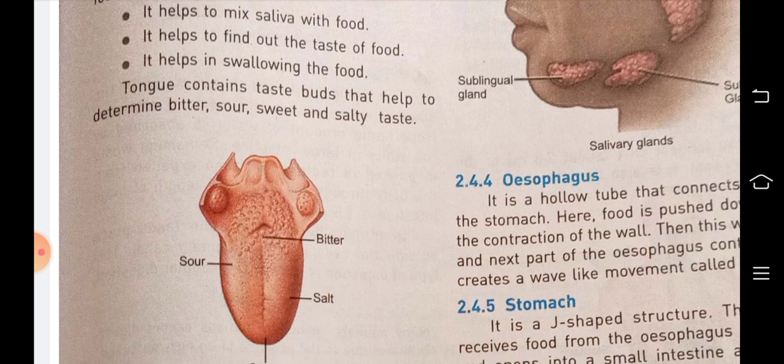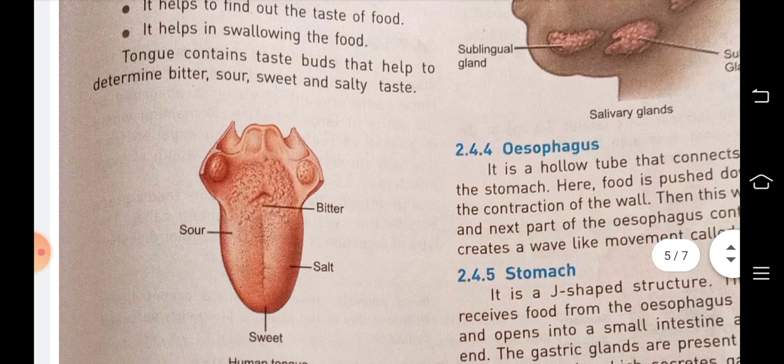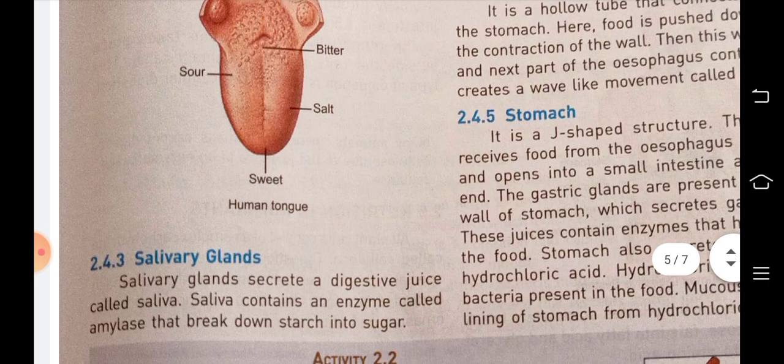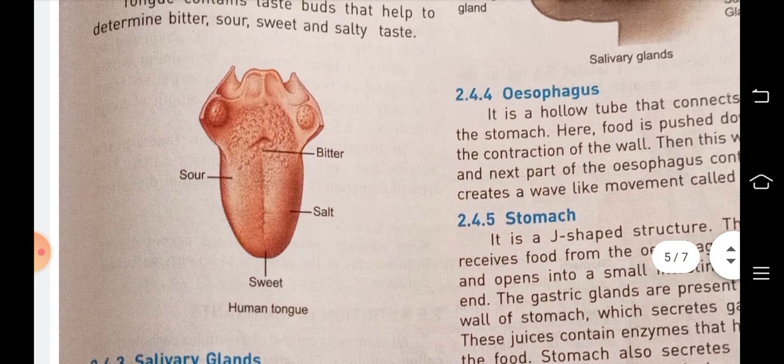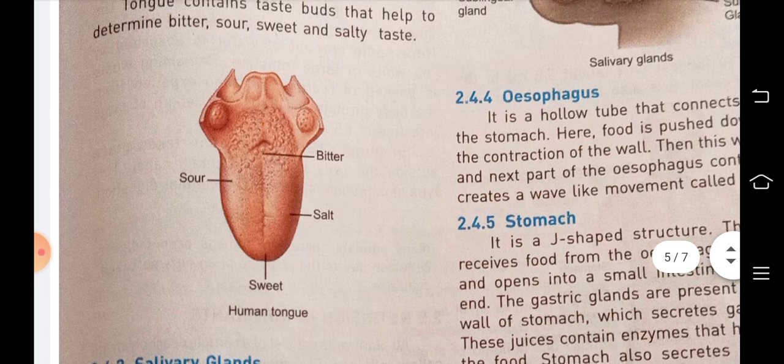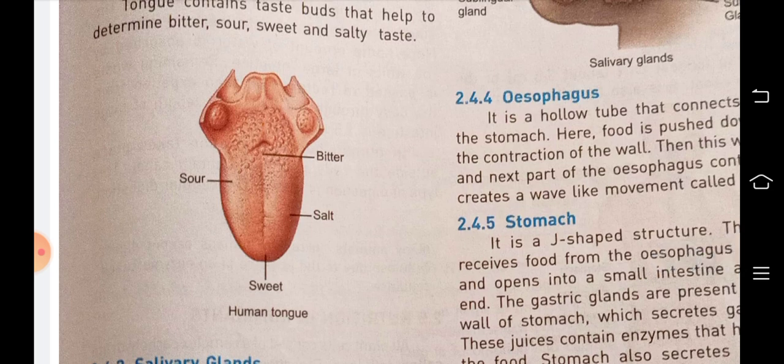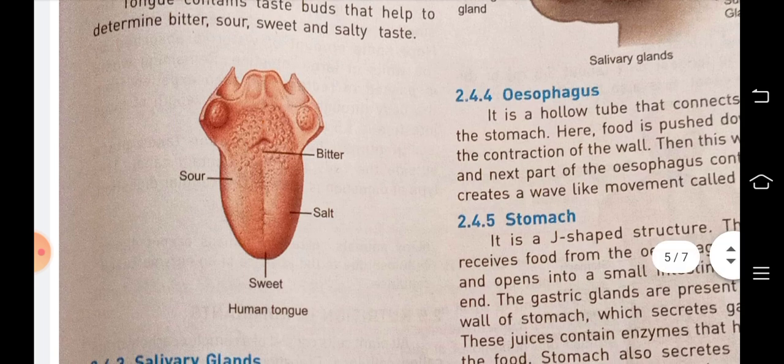In the tongue there are taste buds which help to determine different tastes of the food. Either it is bitter, sour, sweet and salty. See here in the front part of the tongue we can identify sweet taste, then the side of the tongue salty, inner part sour and most inner in the middle of the tongue we can identify the bitter taste.